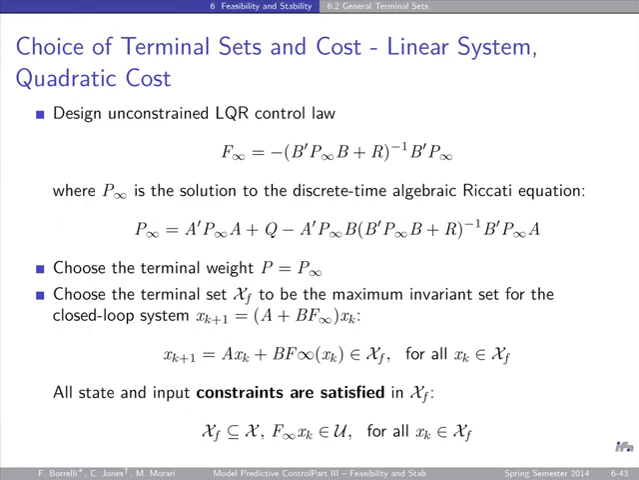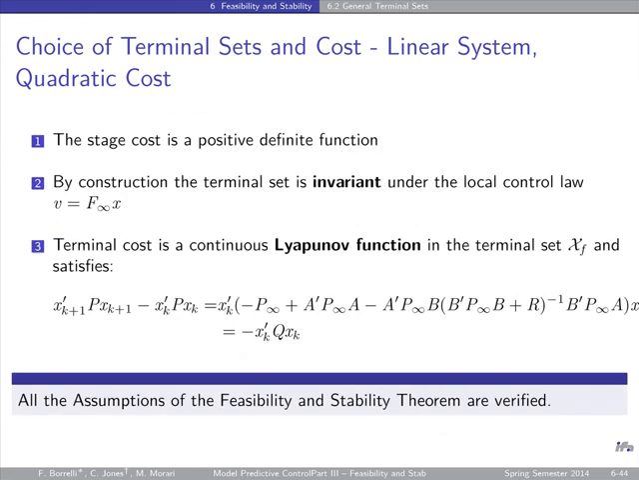So the next slide should be, well, if you follow step 1, step 2, and step 3, all the 3 assumptions of the theorem are satisfied. Okay? Stage cost is positive definite. By construction, the set is invariant under the local controller. Now the V, it's the LQR, okay? And if you do the math, this P infinity in the terminal set decreases and decreases more than the stage cost, which is x transpose Q x.